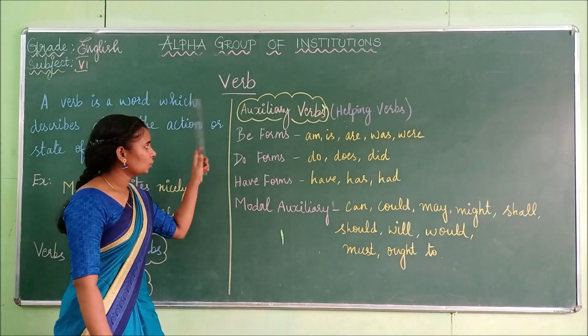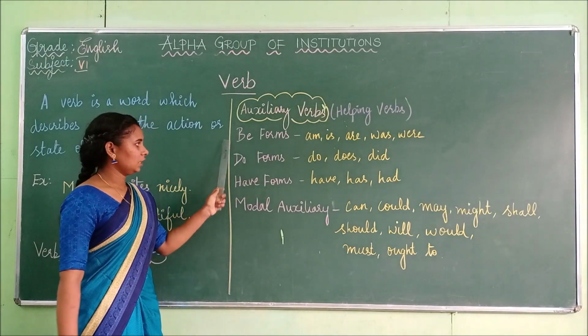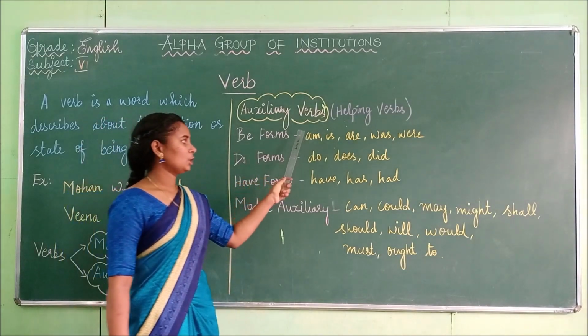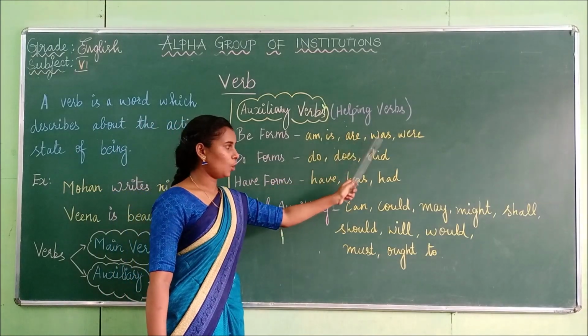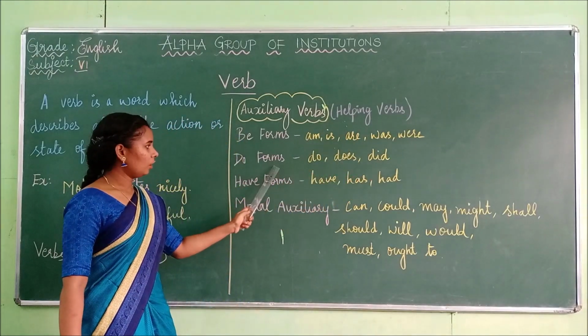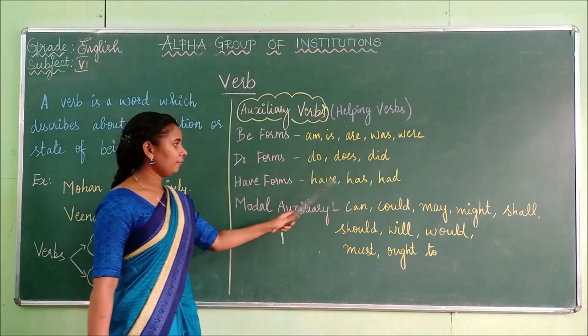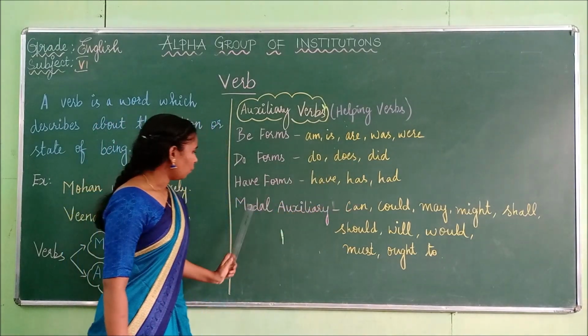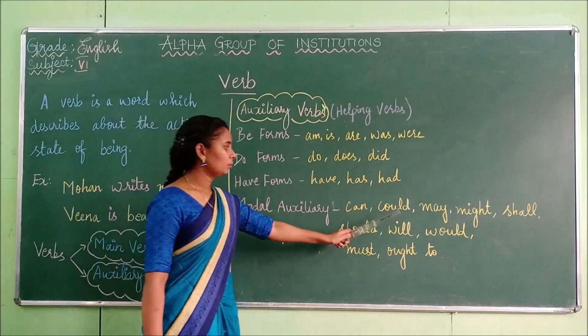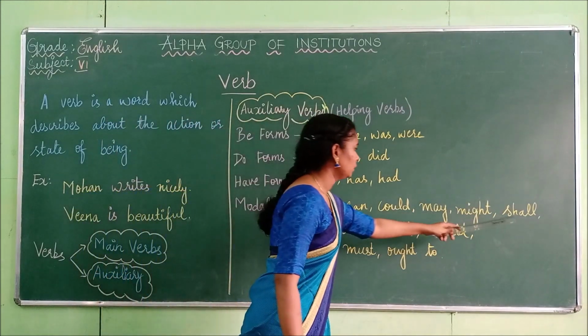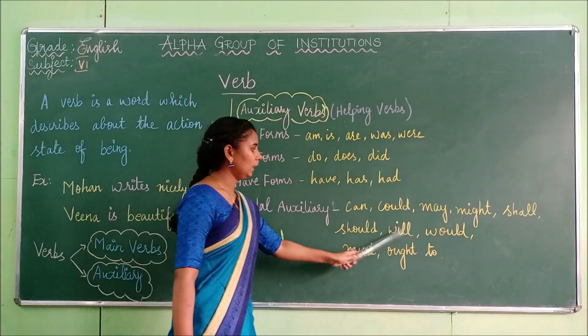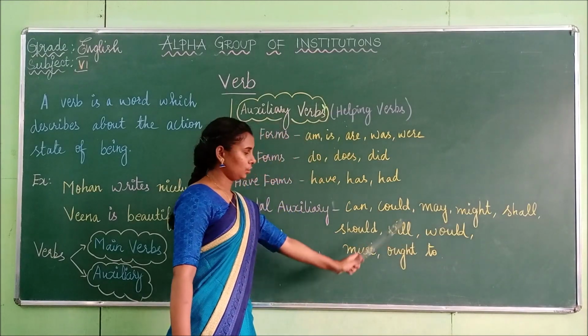Okay, children. So these are the auxiliary verbs. We have seen be forms, which consist of am, is, are, was, were; do forms: do, does, did; have forms: have, has, had; and modal auxiliaries: can, could, may, might, shall, should, will, would, must, ought to.